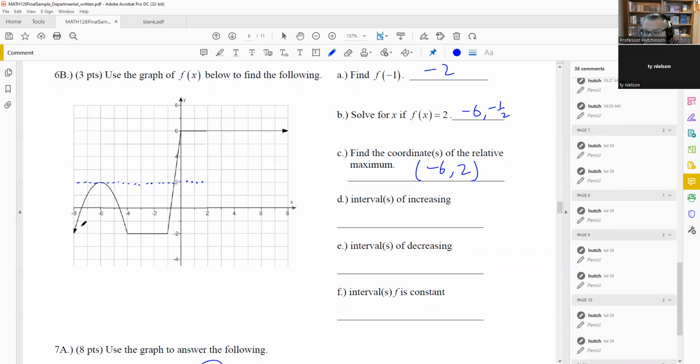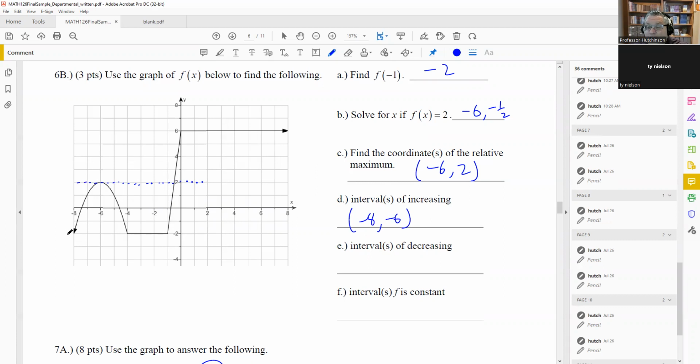Nothing as usual. Okay, so increasing, you're looking as you move from left to right, looking for part of the graph that is going uphill as you move from left to right. So here's one part that's going uphill, and here's another part that's going uphill. Now, the mistake that I usually see people making here is they'll put increasing is going to be from -8 to -6. But be careful here.